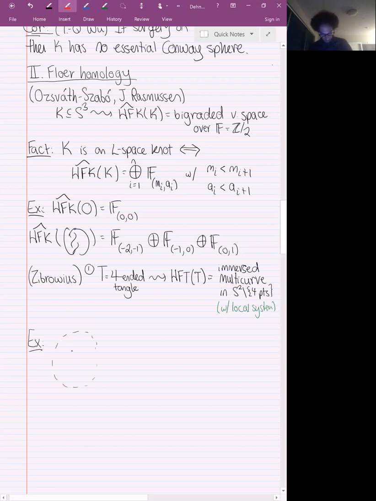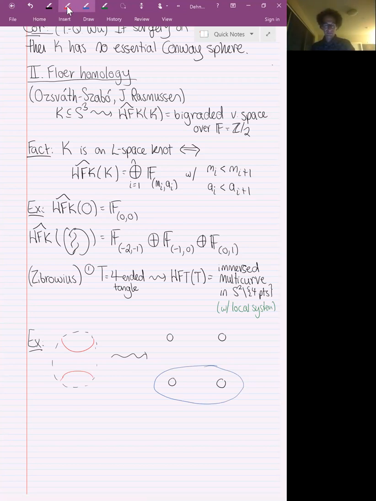So for instance, if I take this trivial tangle here, it's what we would call a rational tangle. The invariant is likewise very simple. So I'm going to draw the four-punctured sphere without the point at infinity. And the invariant will actually just be this embedded curve like this.